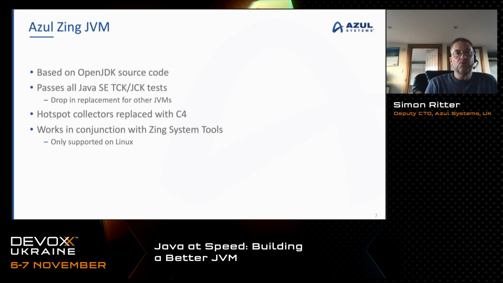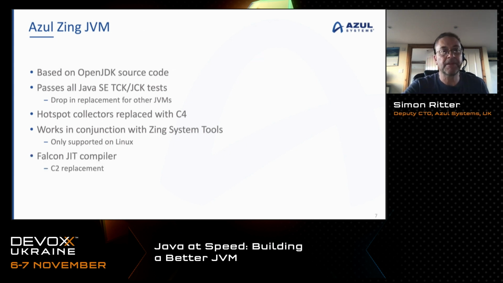This actually works in conjunction with something we call the Zing system tools. And the important thing about this is it means that Zing will only work on top of Linux. The reason for that is that we looked at how the virtual memory system works in Linux, and we decided that because the JVM is a very specific user of the virtual memory system, rather than using the standard Linux kernel one, which is more for general purpose applications, we'd put our own one in there and handle memory allocation and so on directly for the JVM. So because of using that, it's only supported on Linux.